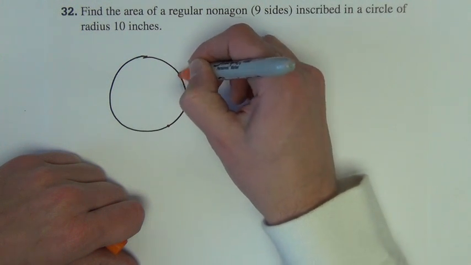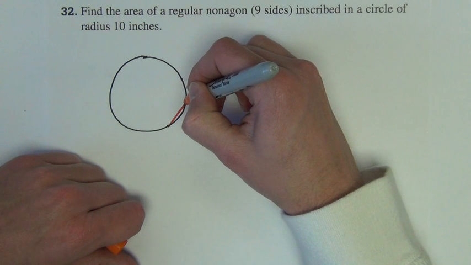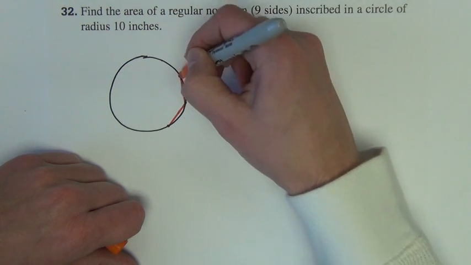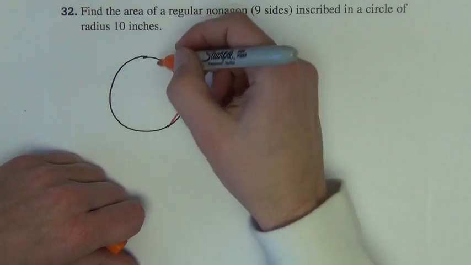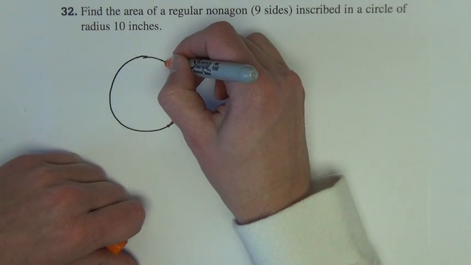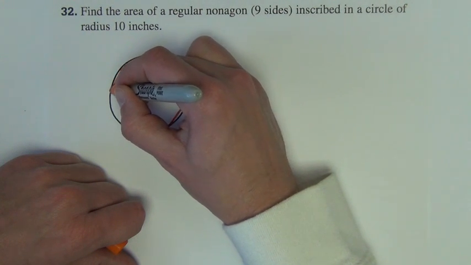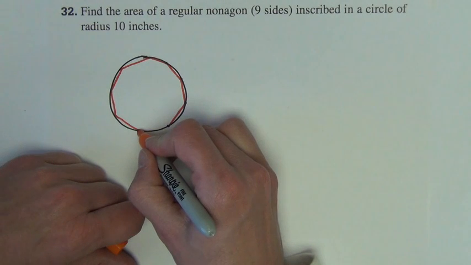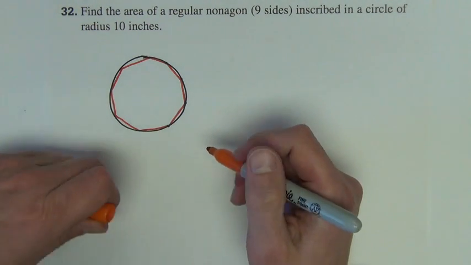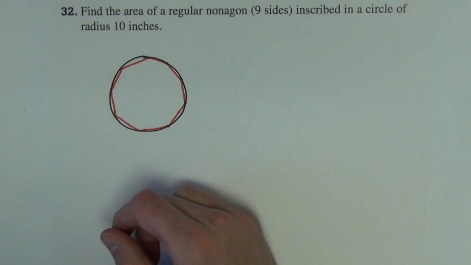So we would draw points on the edge of the circle and connect points, etc., all the way around the circle. Maybe we'll try and fill this in. That's 3 sides. 4, 5, 6, 7, 8, 9. So there's 9 sides. Of course, it's not beautiful. It's not easy to draw. But we want to find the area of that figure.